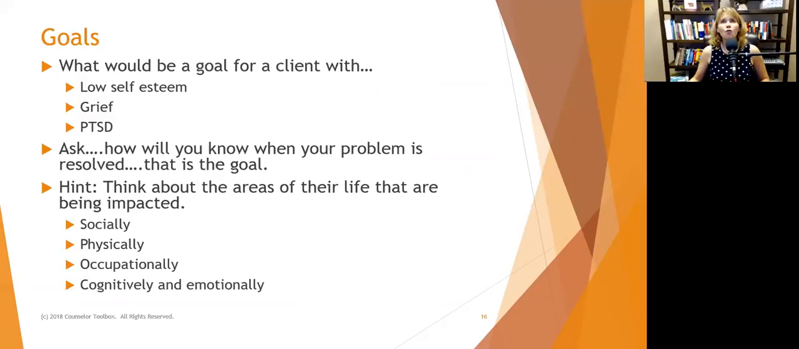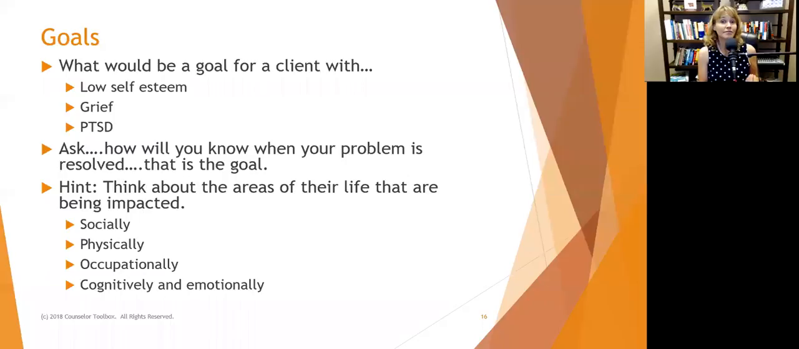What would be a goal for a client with low self-esteem? And we're going to get back to Tony, but I really want to focus on writing good goals at this point. They're positive. They replace something. A client with low self-esteem, obviously we want them to have good self-esteem. But what is that evidenced by? How do we know when somebody's self-esteem is good?